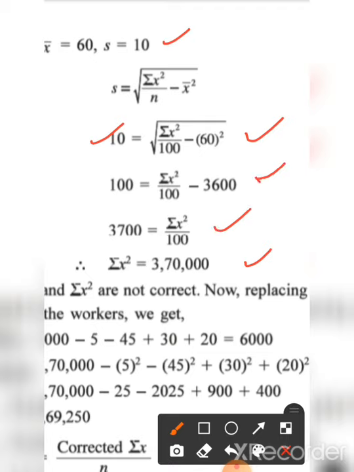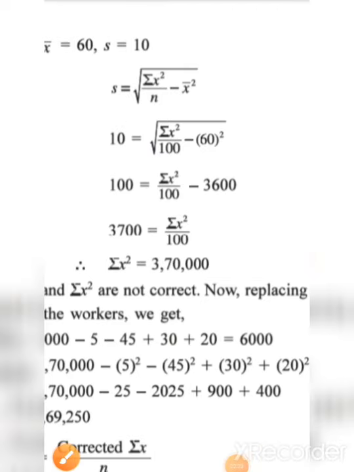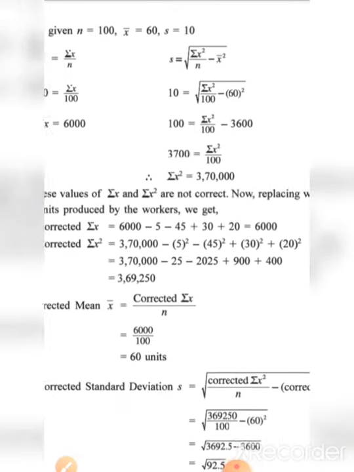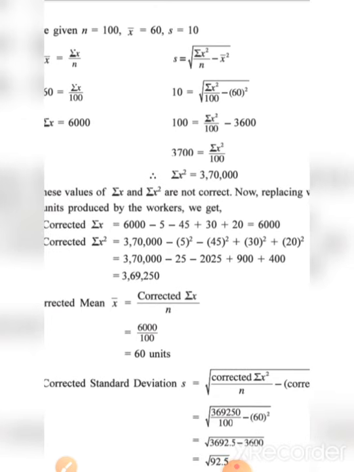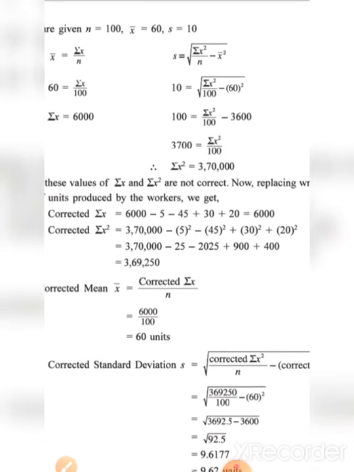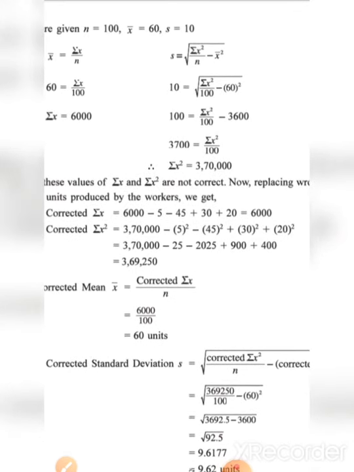So you would find over here your sigma xi square is coming up to 3,70,000. So now we are going to see how it has to be done. You got your incorrect sigma xi and incorrect sigma xi square, but we need to find out the corrected one.